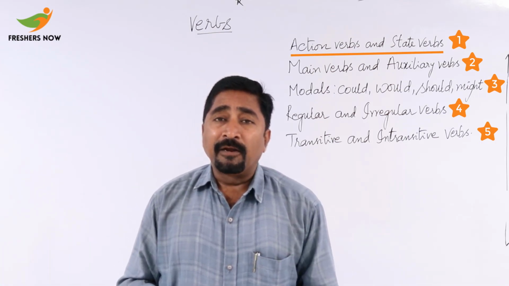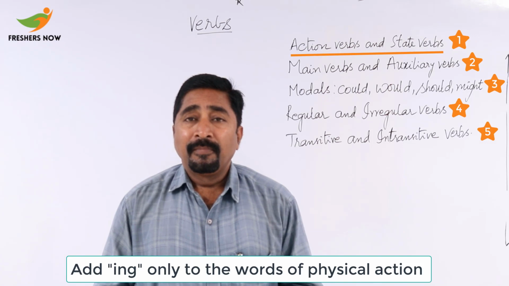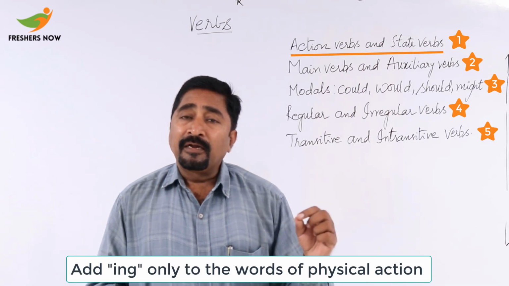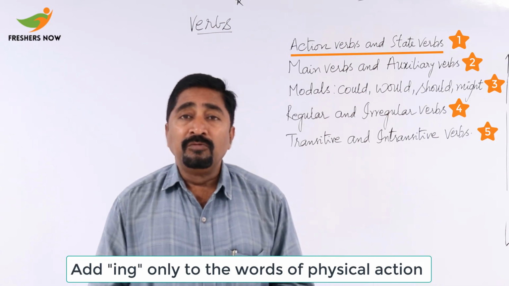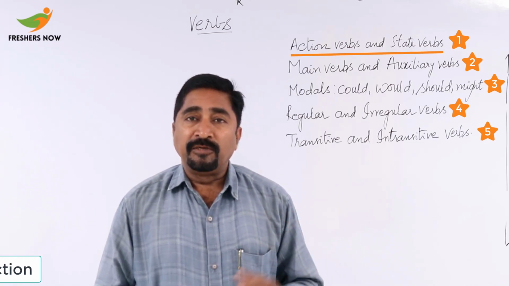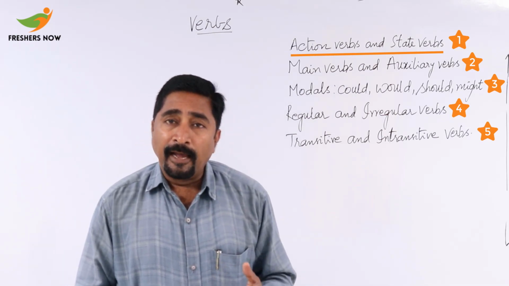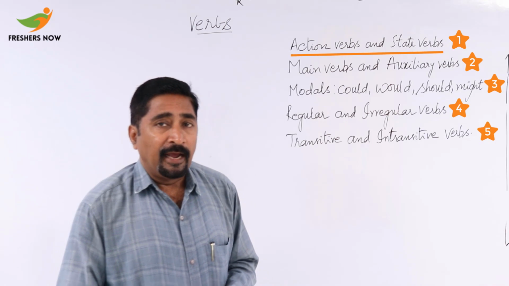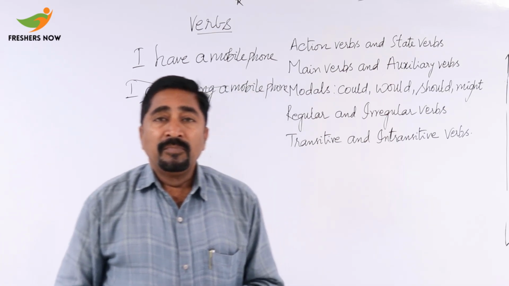So, we should take care not to add ing to the state verbs, because it is a bit common that a few students may think that by considering a word, we can add ing. We should not do that unless we realize that it is a word that includes an action. So, this is how we could differentiate between an action verb and a state verb. We should never add ing to state verbs. So, this is the difference.